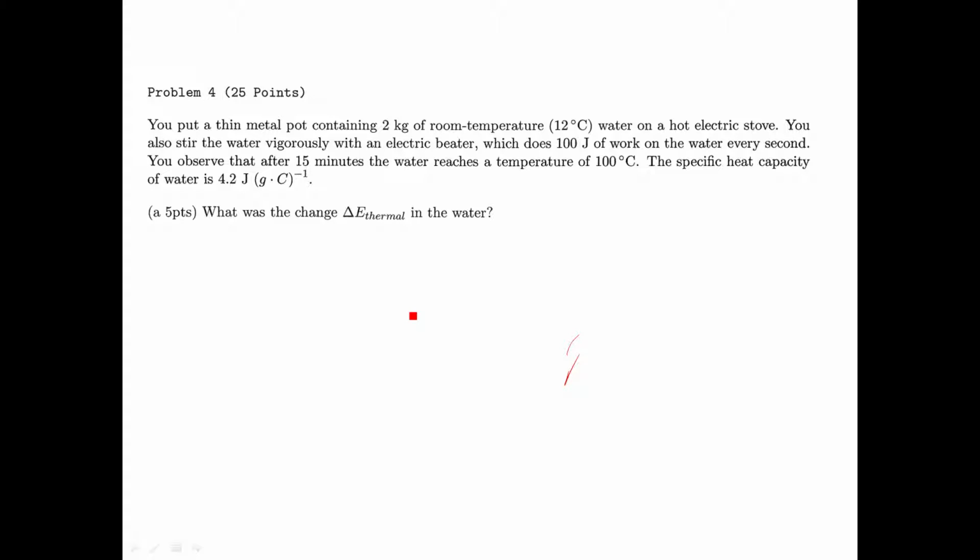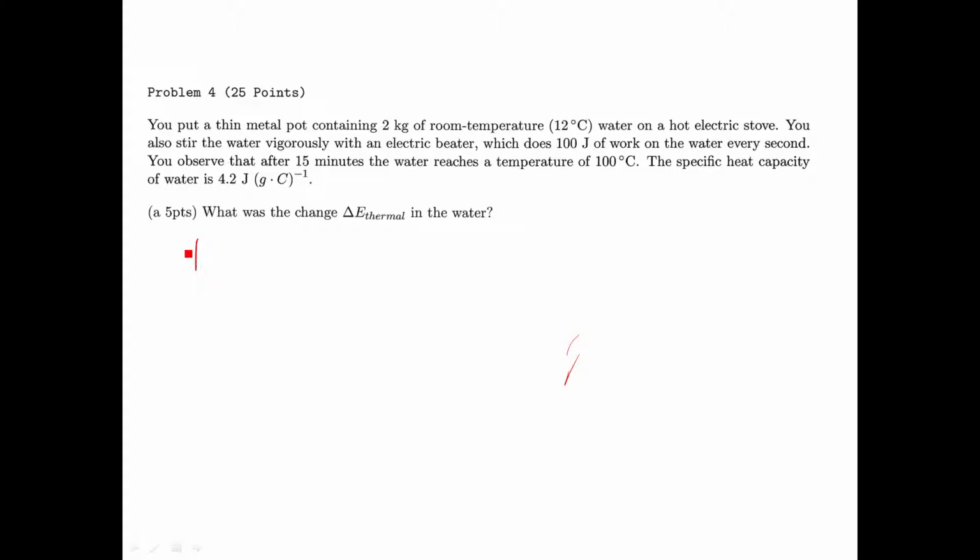So okay, the problem statement reads: you put a thin metal pot containing 2 kilograms of room temperature water, and so on, a bunch of numbers, right? And we want to find the change in E thermal of the water. You might be a little scared at first, but if you think about it, we learned throughout the course that we have a specific formula for delta E thermal, right?